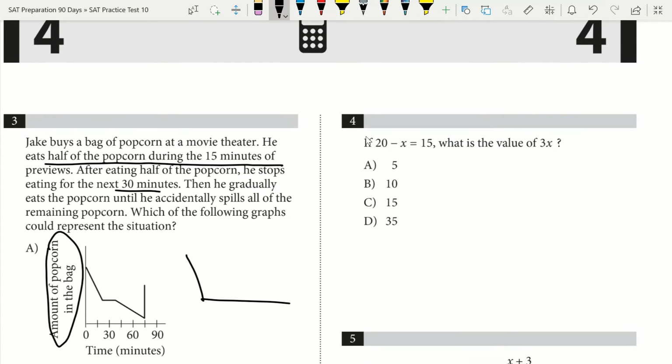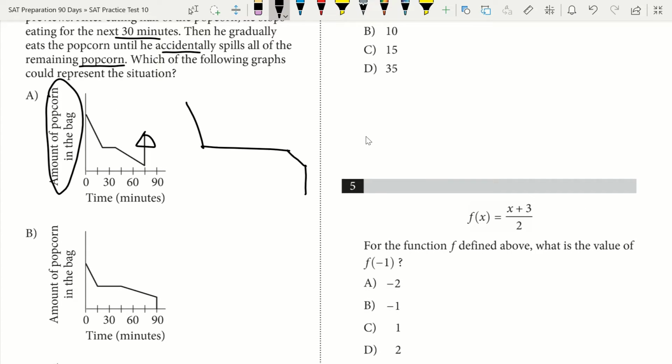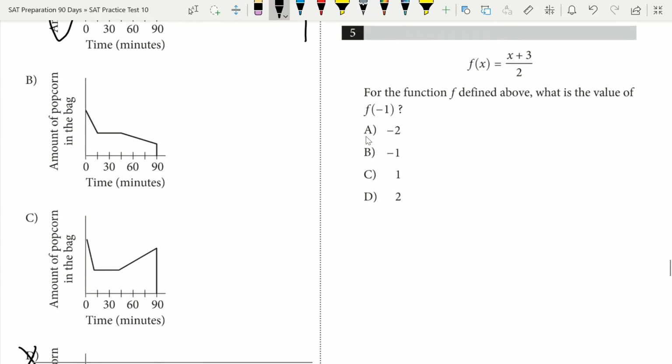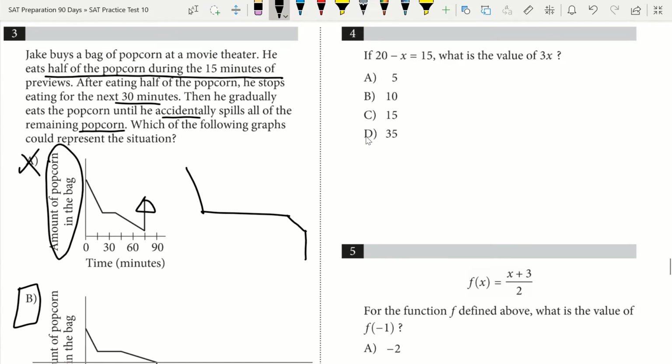Next thing. All right, next up we've got he gradually eats the popcorn until he accidentally spills all the remaining popcorn. Okay, so he gradually eats it, which means it'll look like this, and then he spills the remaining, which means we'll just have a straight line down. All right, so let's find which graph matches that. We see A is wrong because it goes up at the end, so we can get rid of A. Option B, it's looking like it's correct, and then we have option C. Option C sees us going up here. We know that we never increase, so our answer there is going to be wrong as well, and our correct answer will be B. All right, moving on, we got question number 4.